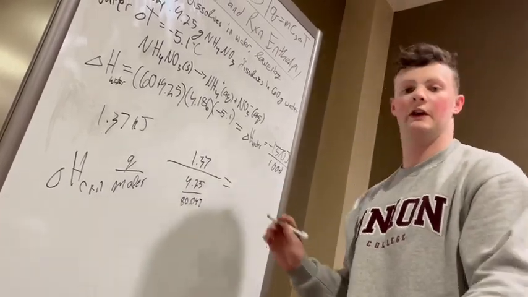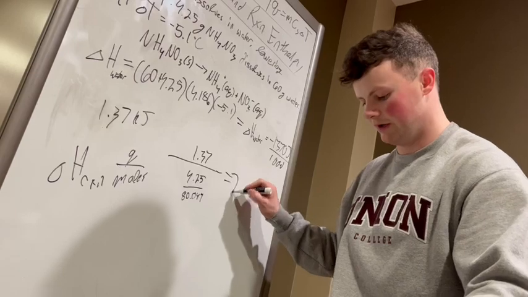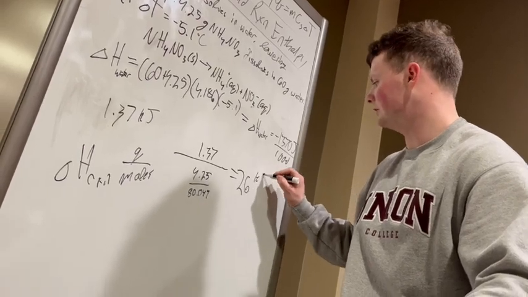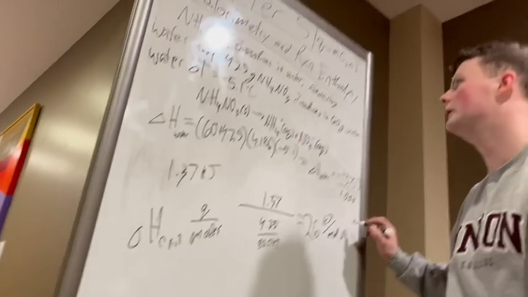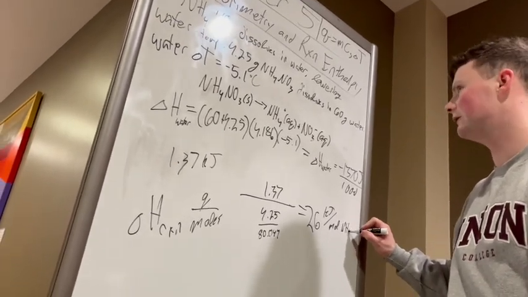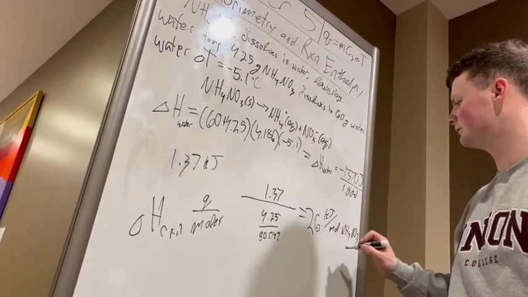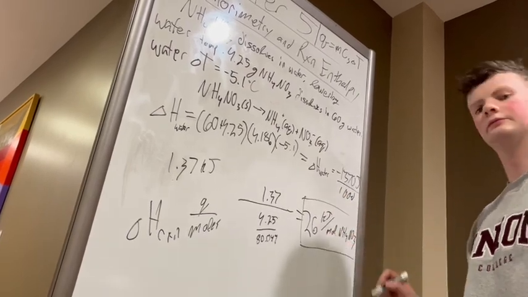And with sig figs and everything, this eventually comes out to 26 kilojoules per mole of NH4NO3. That's our final answer. Good.